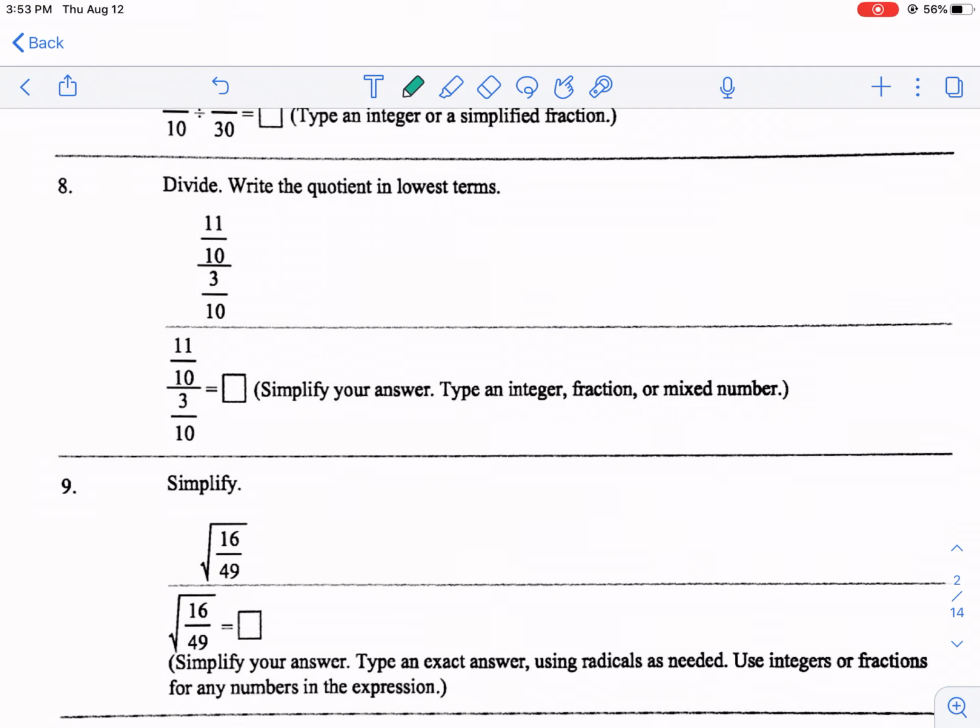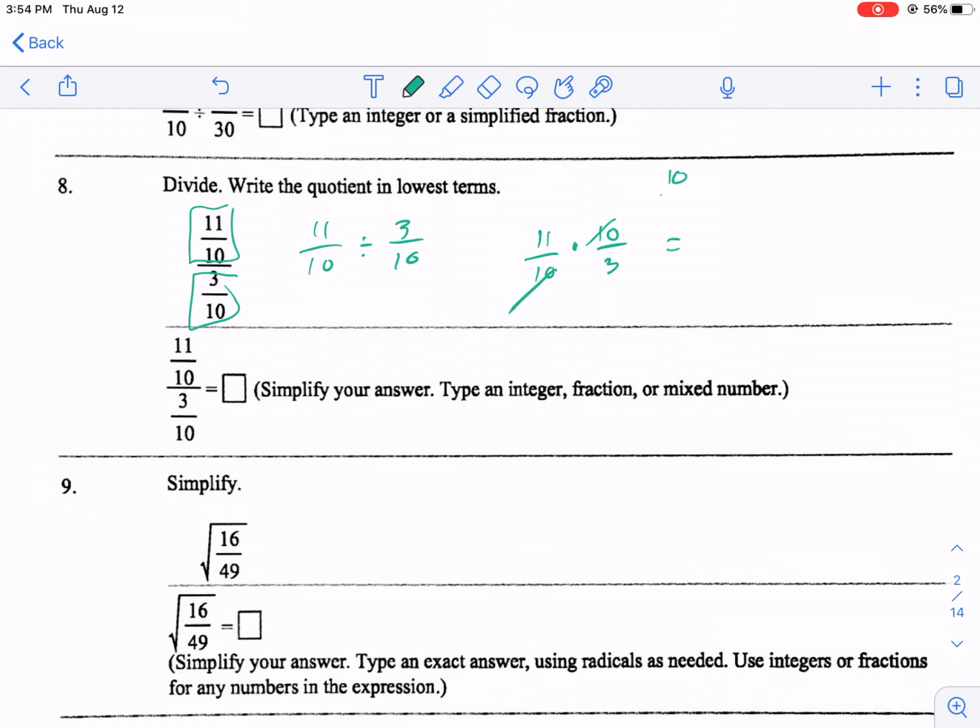Divide, write the quotient in lowest terms. Okay, trying to trick you here, it's just fraction over fraction. We could write this as so, 3 over 10, and then we keep, change, flip again. So 11 over 10, keep it, change it, flip it, however you want to say it. 10 over 10 cancels out.